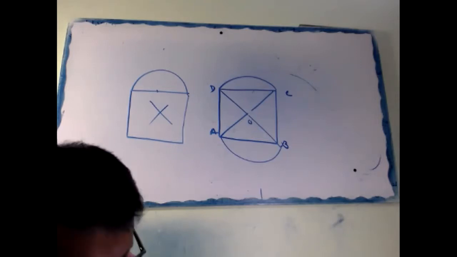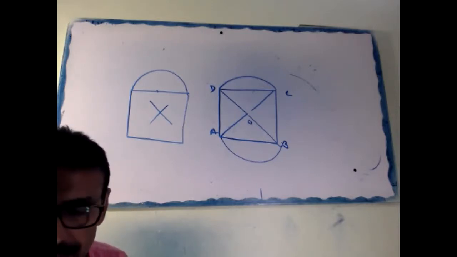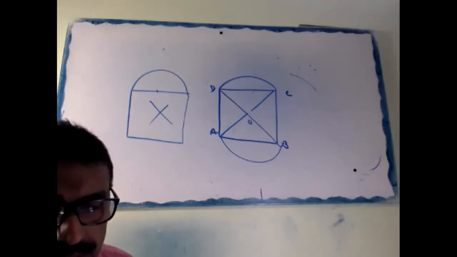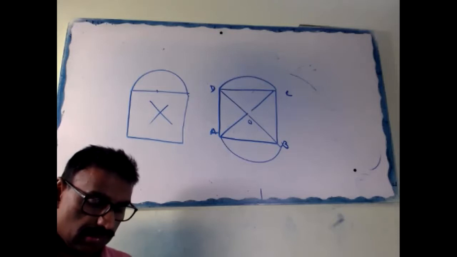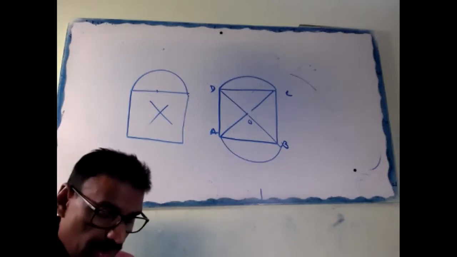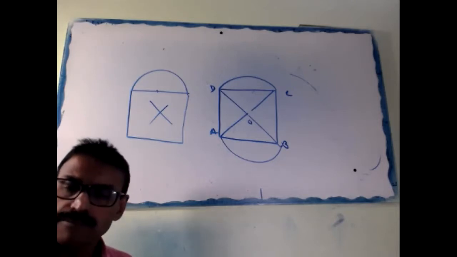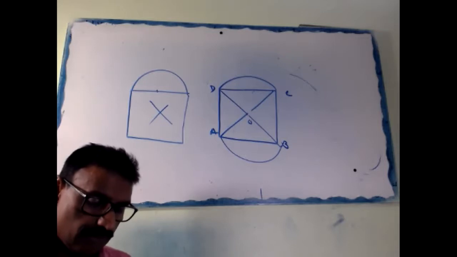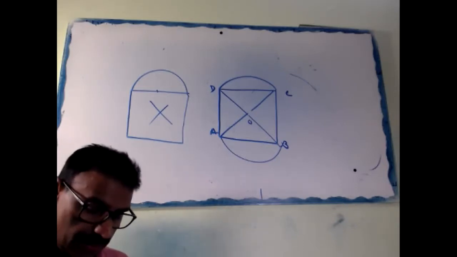Two circular flower beds have been shown on two sides of a square lawn ABCD of side 56 meter. The center of each circular flower bed is the point of intersection of the diagonals. Then find the total area. Question clear or not? Okay, I'll explain. Don't try, I'll do this one, okay? Just draw the figure, then I'll explain this one, okay?